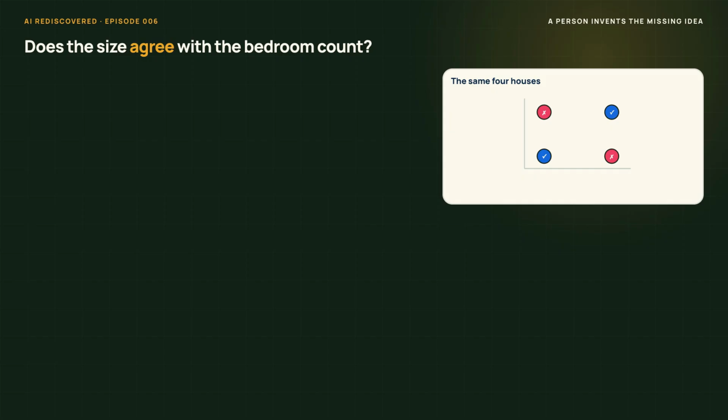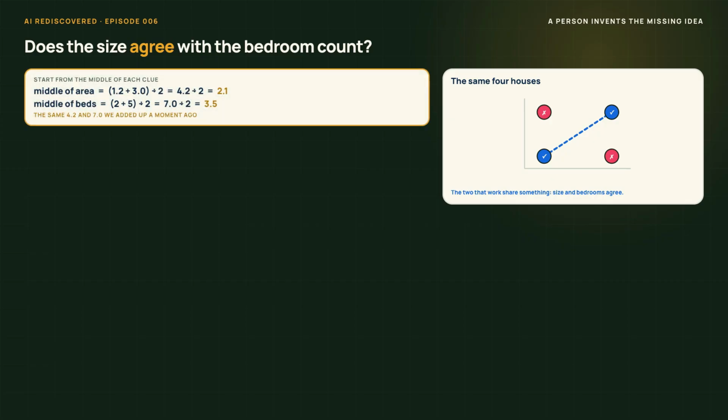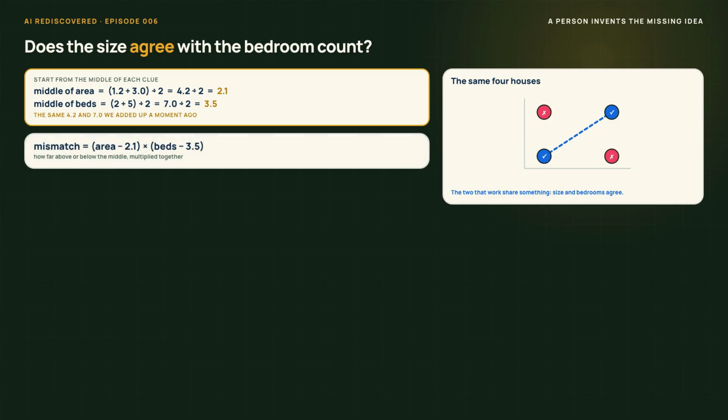So how did people get past this? For a long time, a person stares at the problem until they see what is missing. And here what is missing is agreement. Does the size agree with the bedroom count? So they invent a brand new clue by hand. Take the area and how far it sits from the middle. Take the bedrooms and how far they sit from the middle. Multiply those 2 together.